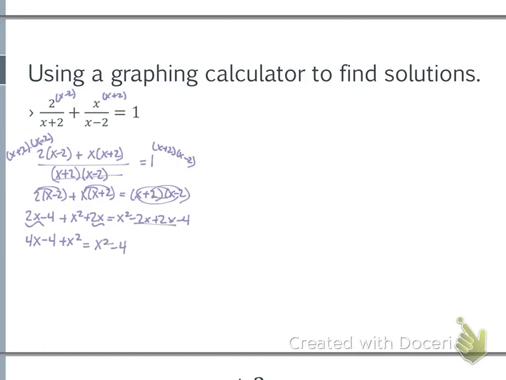So let's move everything to the left side. So I'm going to subtract x squared and add 4. So I have 4x is equal to 0. Divide by 4. X is equal to 0. We got to plug it back in and check it. When you plug it back in and check it, it should work. You'll get 1 equals 1. So that is the correct answer.